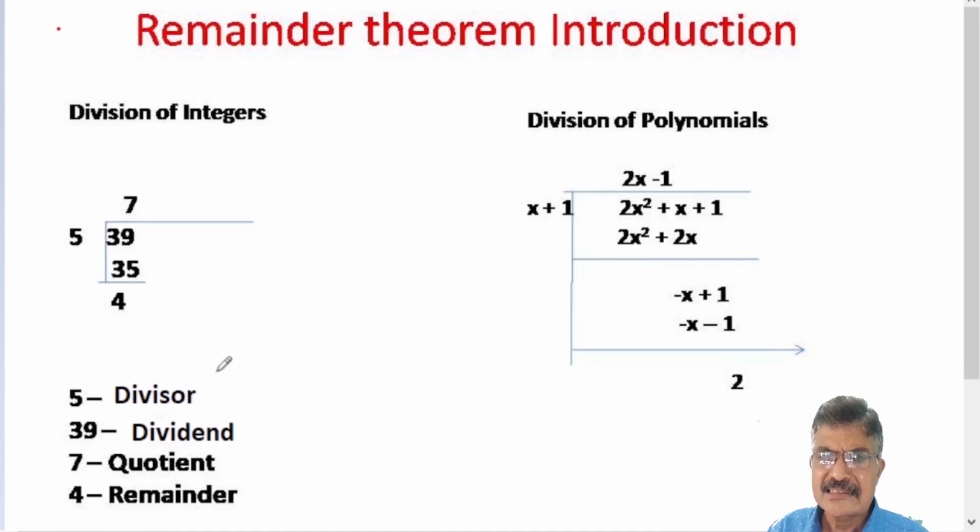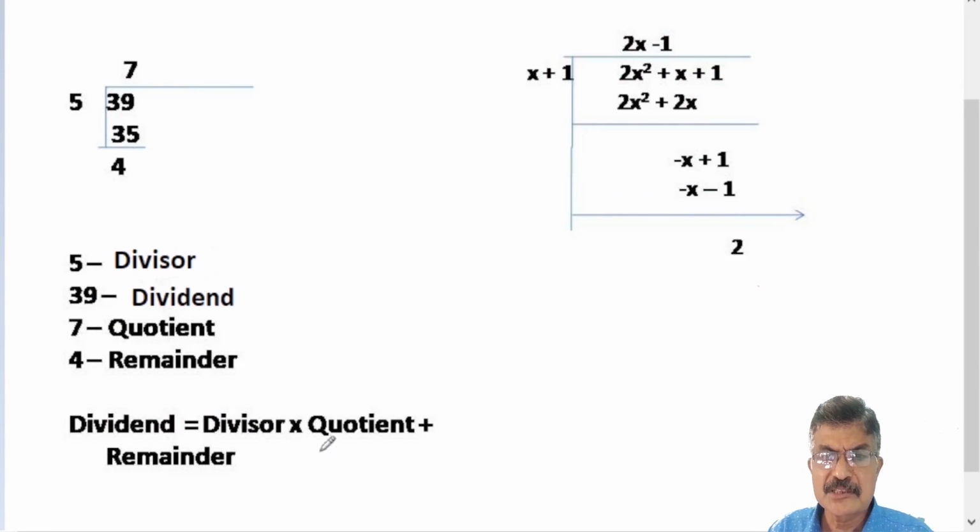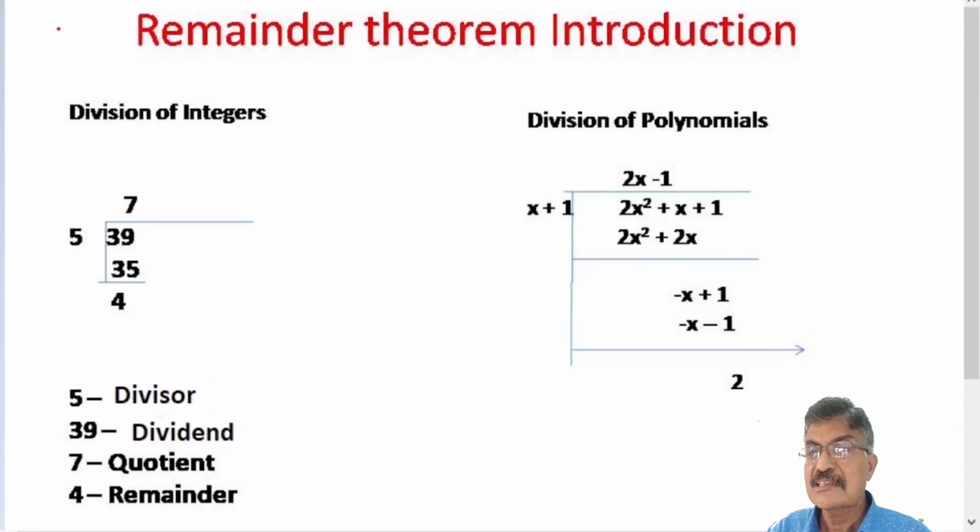You have studied in earlier classes the relation between divisor, dividend, quotient and remainder. Dividend is equal to divisor into quotient plus remainder. This relation is used for the test of divisibility. Our concentration is about division of polynomials. Before we divide two polynomials, what we have to do is arrange the given expression into descending order of degree of terms. That is, first we will write the term with higher degree, then the term with lower degree.